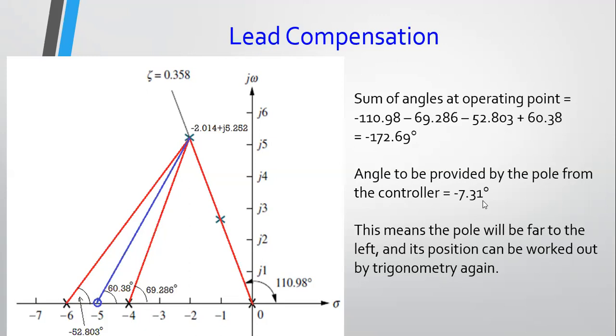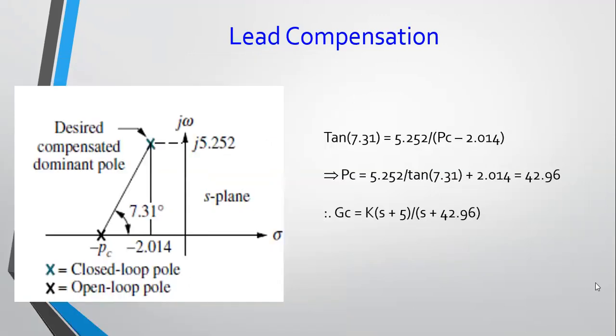So minus means it corresponds, of course, to a pole. So the pole you're going to add now should give an angle of 7.31 degrees. Quite a low angle. So you can see it's going to go far to the left. Imagine this angle here becoming 7.31 degrees. It has to be far to the left here. Okay, so again, you can do that with trigonometry. We found the angle to be 7.31 degrees, which the pole needs to provide. This is the pole we need to introduce in addition to that zero at minus 5.